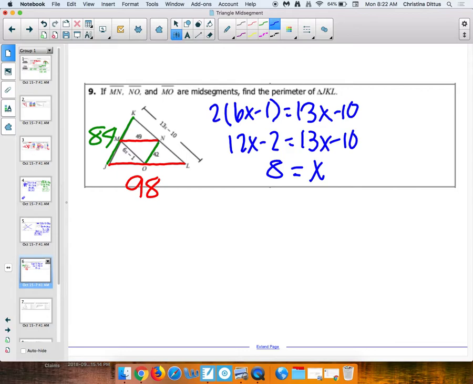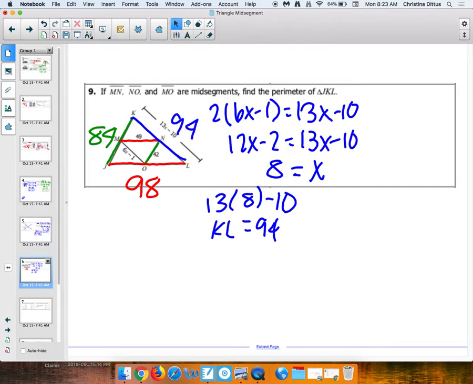Am I done? No. What do I gotta do? Plug it in. Where? 13x. Good. 13 times 8 minus 10. How much is KL? 94. So this right here is 94.